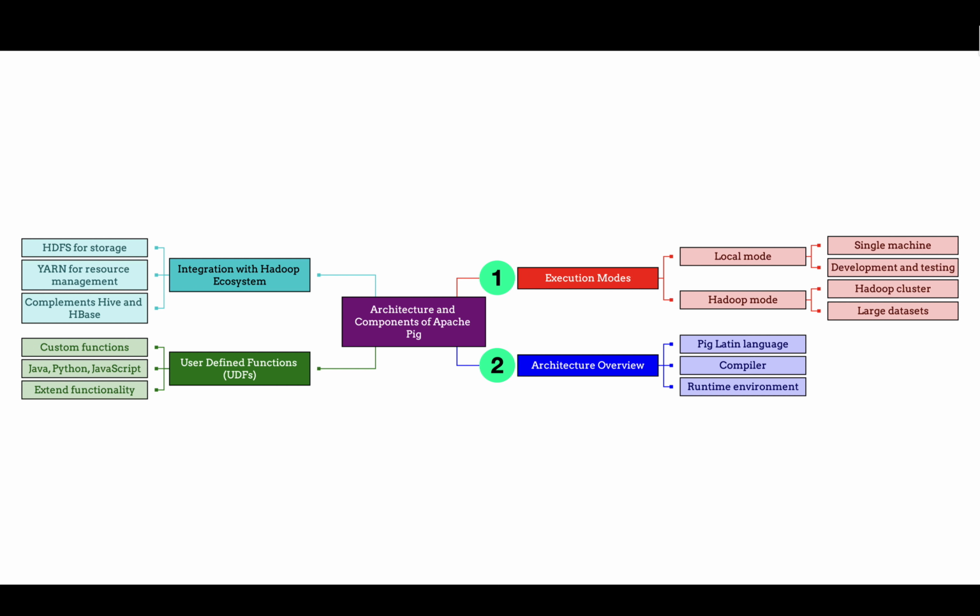2. Architecture overview. Pig's architecture consists of the Pig Latin language, a compiler that produces sequences of MapReduce programs, and a runtime environment for executing these programs on a Hadoop cluster. 3. User-defined functions, UDFs. Pig supports UDFs, which allow users to write custom functions in Java, Python, or JavaScript to extend Pig's functionality for specific requirements.